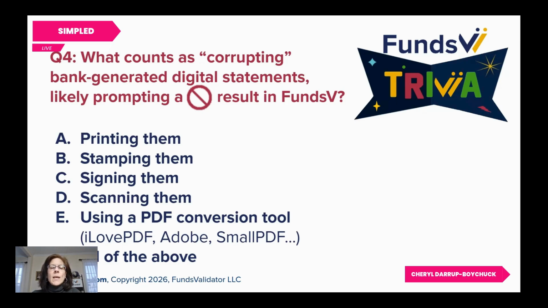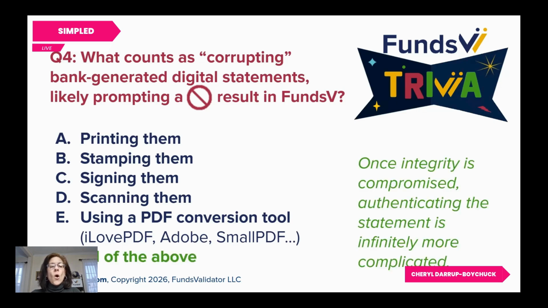So what counts as corrupting bank-generated digital statements, which would likely prompt a red result in FundsV? Printing, stamping, signing, scanning, converting, all of them. And once integrity is compromised, it's exponentially more complicated to fully authenticate that statement. It's not impossible, just much more complex and time-consuming.